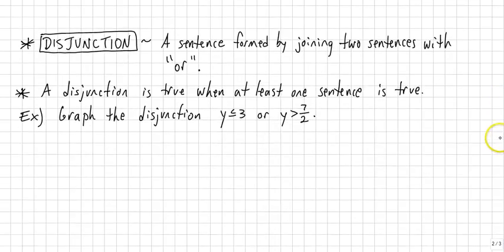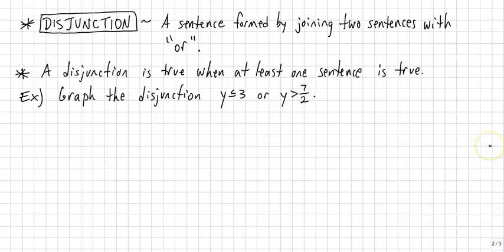Well, what about the other type? A disjunction. That's a sentence formed by joining two smaller sentences with the word or. So a disjunction is true when at least one of the smaller sentences is true. So for a disjunction, we only need one or the other to be true. And it's okay if both are true. That's not a problem. We just need at least one of the two sentences to be true.